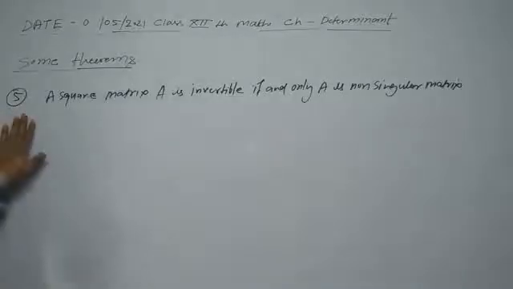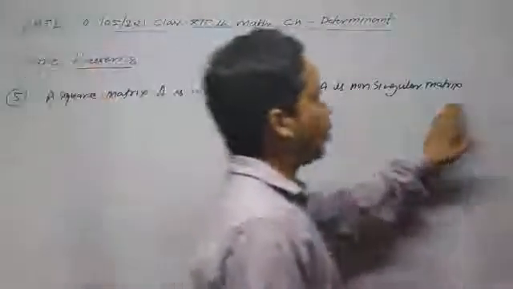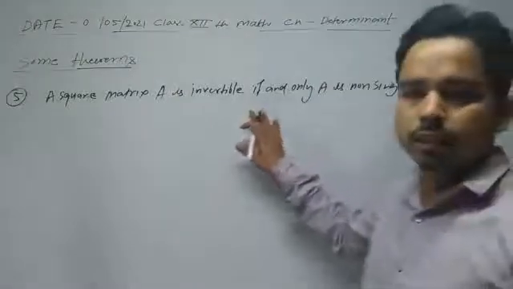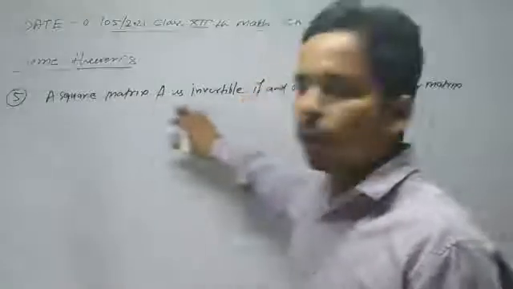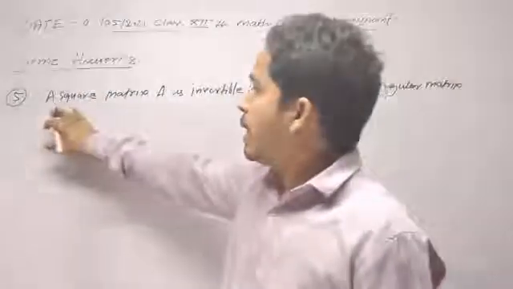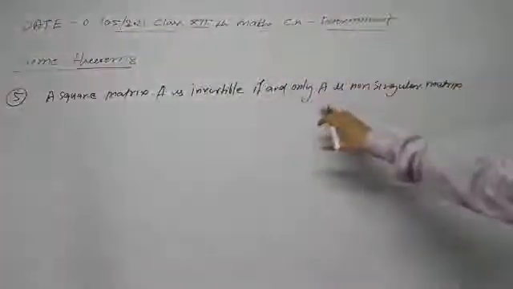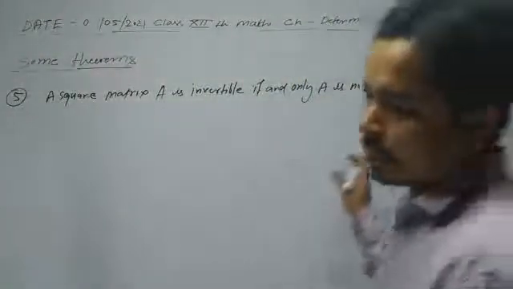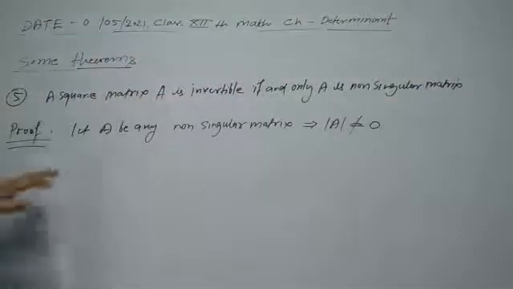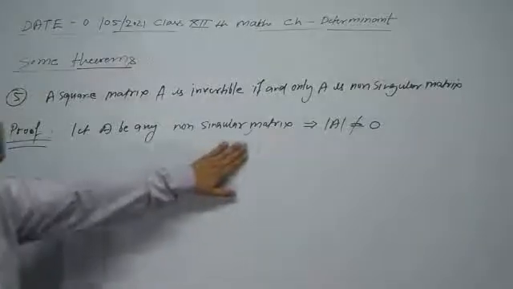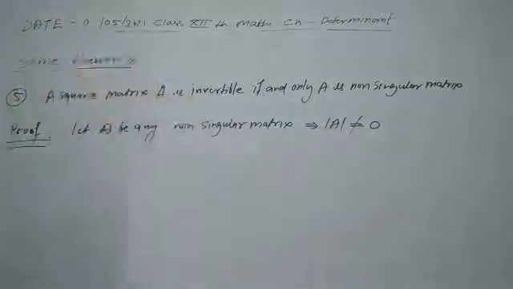Now students, the fifth theorem: a square matrix A is invertible if and only if A is a non-singular matrix. This is the condition. If you consider A is non-singular, you have to prove A is invertible, and if A is invertible, then A is non-singular, so both sides can be proved. Let capital A be any non-singular matrix. This implies its determinant will not be equal to 0.